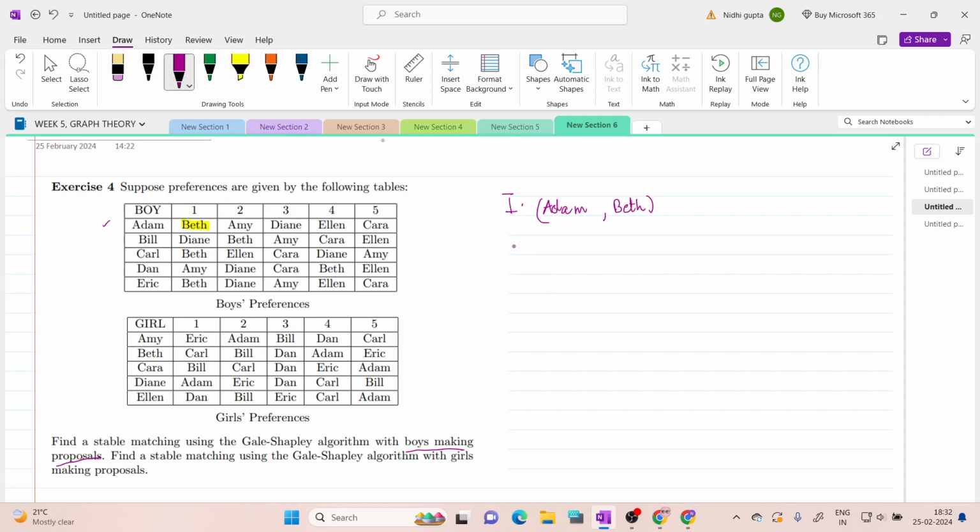Now we look at the second step. The second free man is Bill. What is the highest preference for Bill? Who does Bill prefer the most? Bill prefers Deanne the most, and Deanne is free. So Deanne gets engaged to Bill.